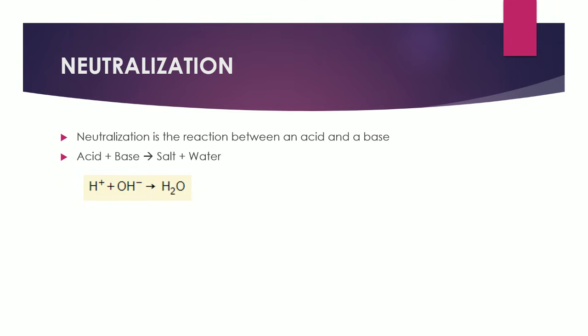So, when an acid and a base react, you get something called a neutralization reaction. You get the salt, which is an ionic compound that results from the reaction, along with water. But what's really happening is the hydrogen ions from the acid react with the hydroxide ions from the base to create water, which is a neutral chemical, and therefore we call this neutralization.